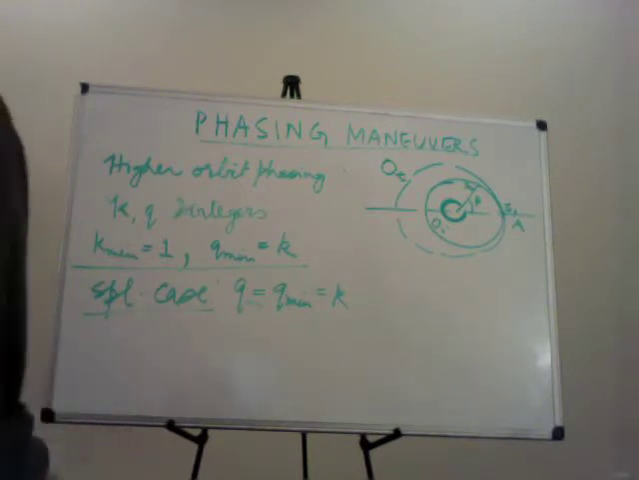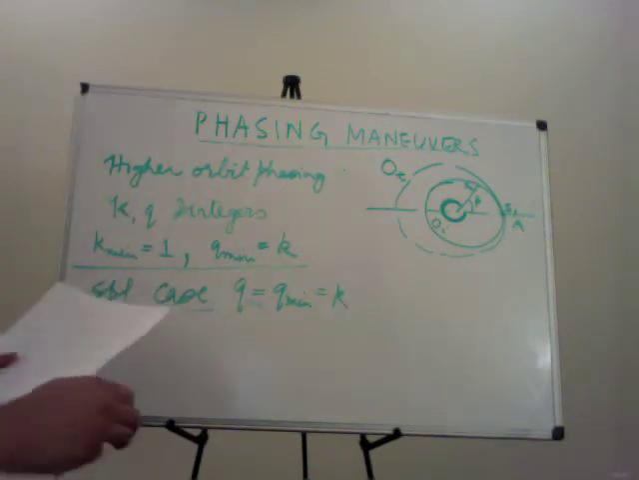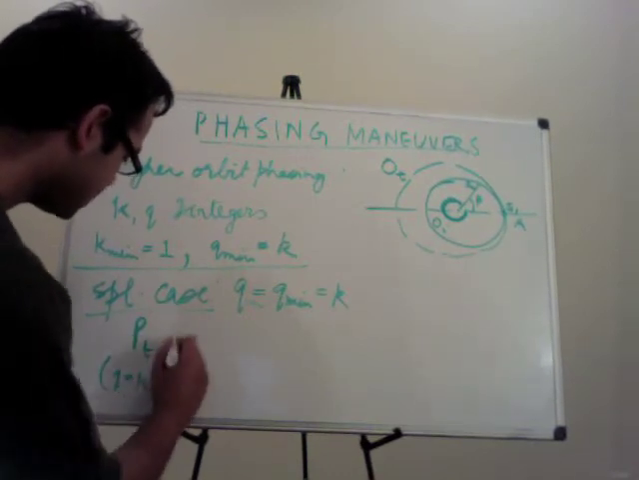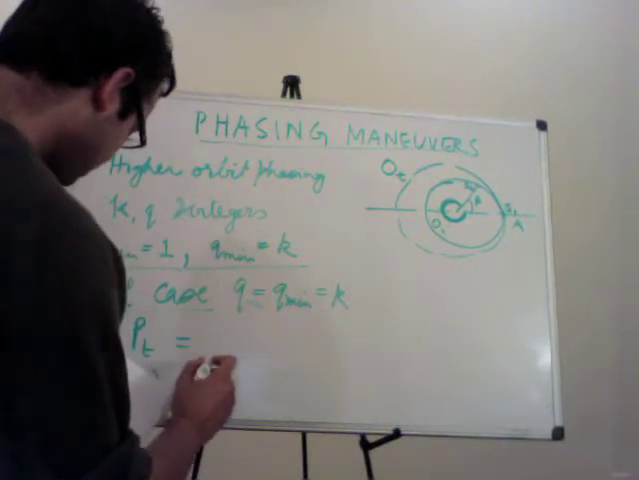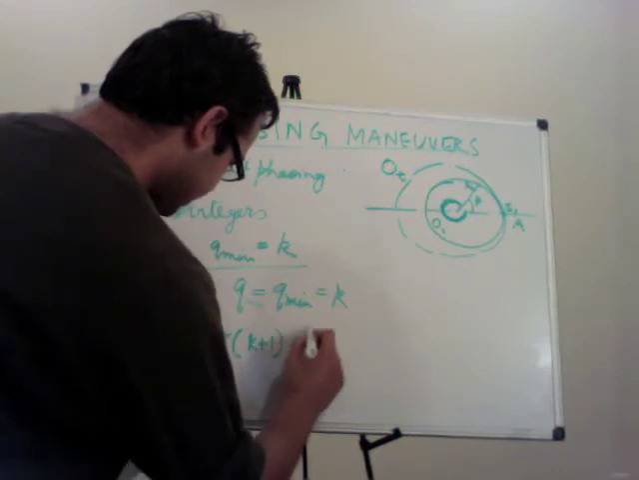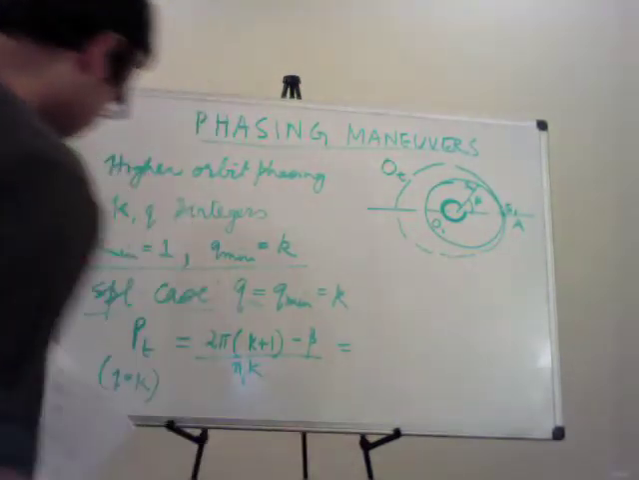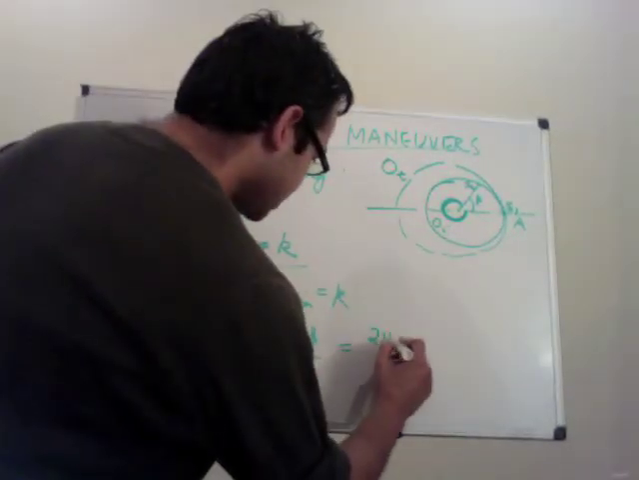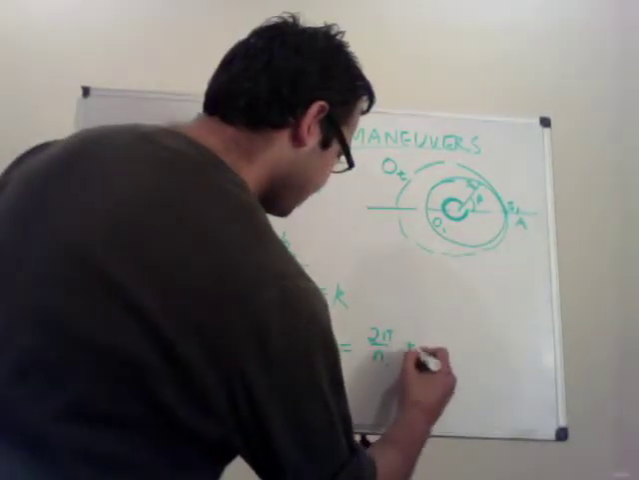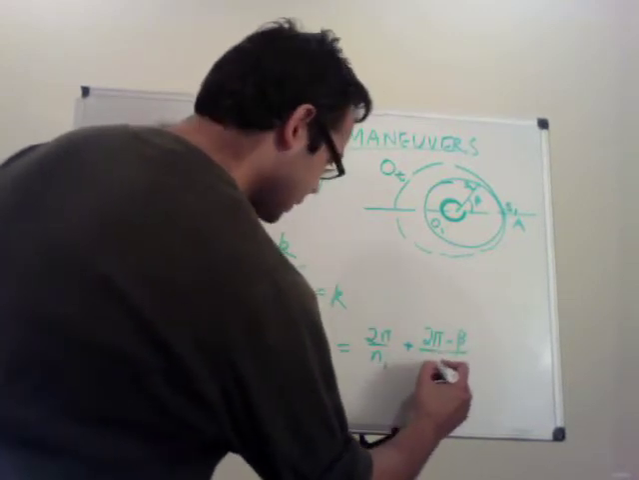So when you plug in Q equal to K in equation 7, you get that PT corresponding to Q equal to K equals 2 pi K plus 1 minus beta over Ni K, and this is equal to 2 pi over Ni, which is nothing but Pi, plus 2 pi minus beta over Ni K.